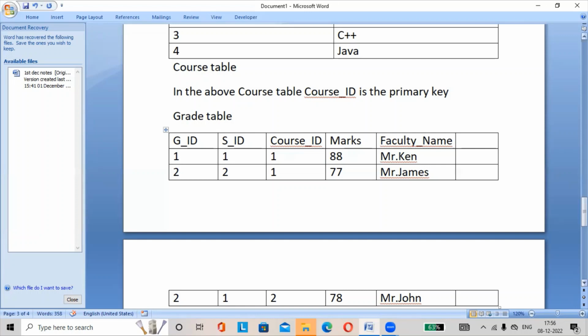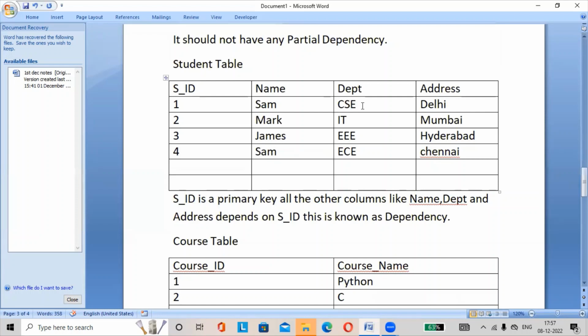So we have to remove this faculty name. Okay, we have to remove this faculty name and we need to add it here in this course table: course ID, course name, faculty. Here we need to add the table.